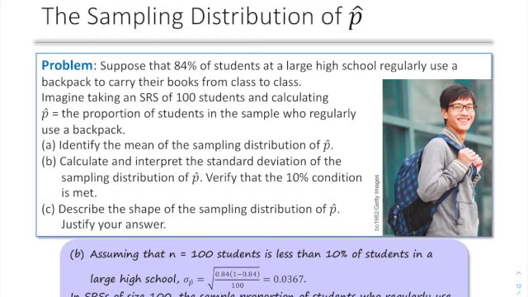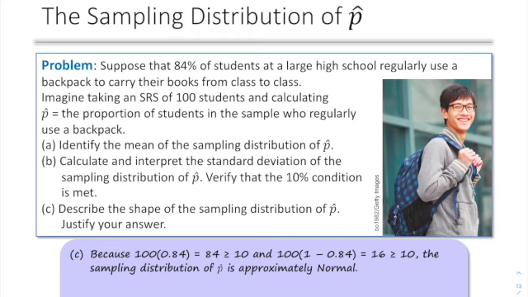Then it said to interpret. A lot of students forget the second part, and interpret. So in a simple random sample of size 100, the sample proportion of students who regularly use a backpack will typically vary by about 0.0367 from the true proportion of p equals 0.84. The standard deviation here is interpreted the same way as it always has been. It's the typical distance of how something varies from the mean.